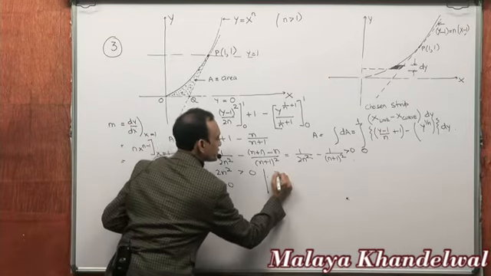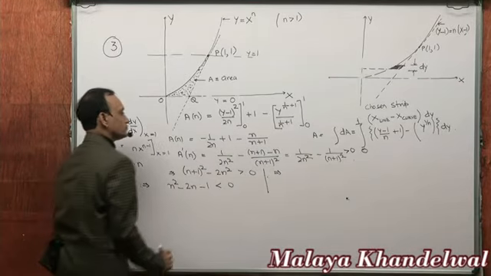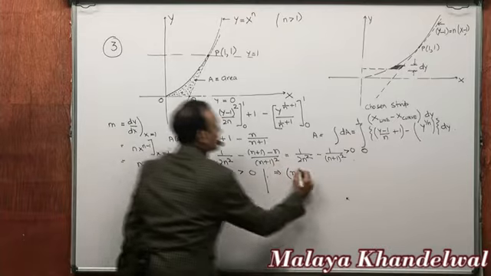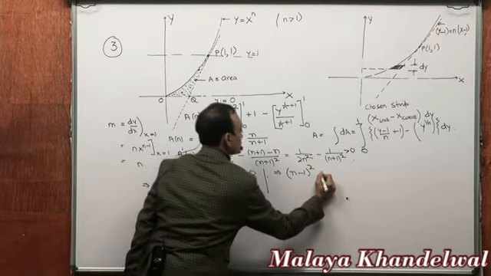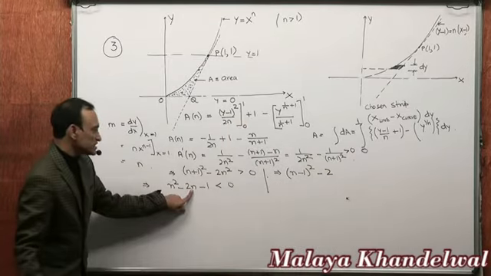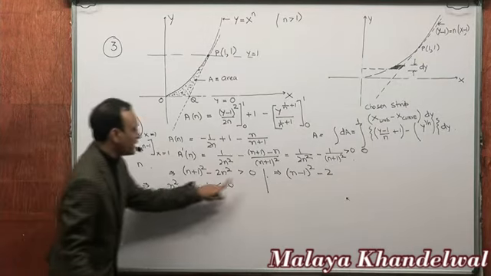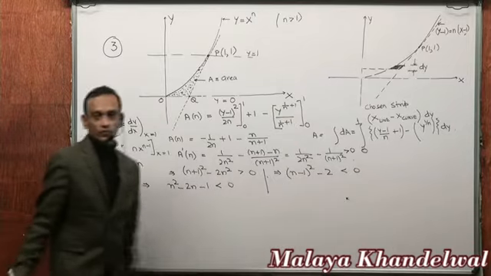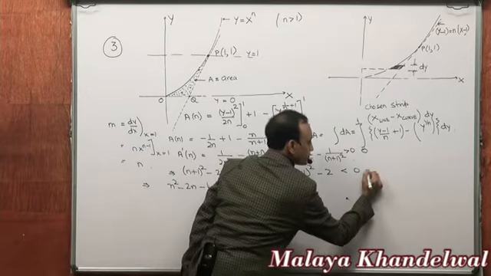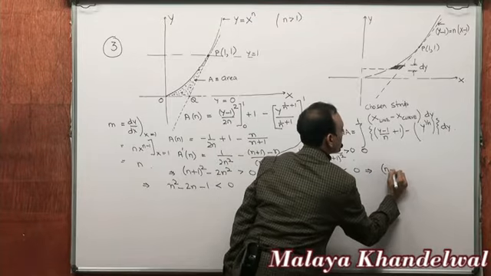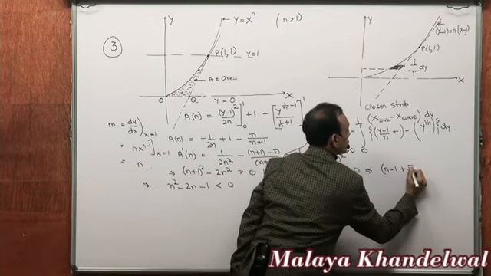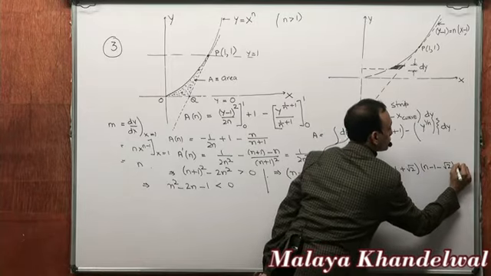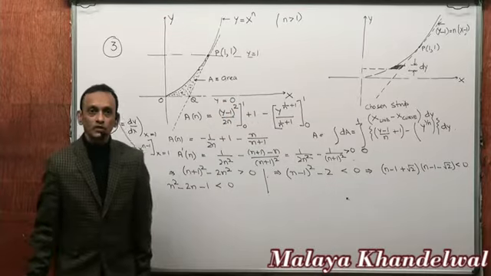This in turn could be written as, if I factorize this, (n minus 1) whole squared minus 2. Do you realize why I did that? I want to express this as (n minus 1) whole squared minus root 2 whole squared less than 0, right? Which in turn leaves us with (n minus 1 plus root 2) into (n minus 1 minus root 2) less than 0, right? That's what I get.